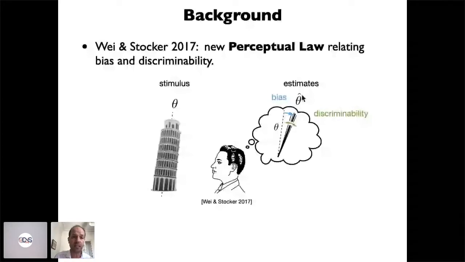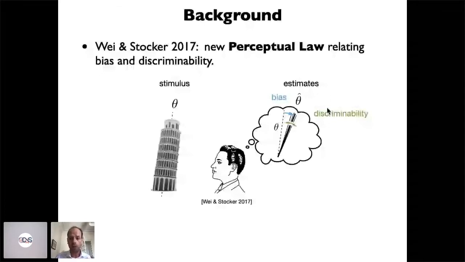That there could be two different aspects of those estimates that we might wish to interrogate. One is the systematic bias. So to what degree is theta hat systematically shifted away from the true theta? Okay, that's bias. Discriminability, on the other hand, relates more to the variability in these estimates. And in particular, it's asking how much would we have to vary theta, the true theta, in order to reliably detect that it had changed.